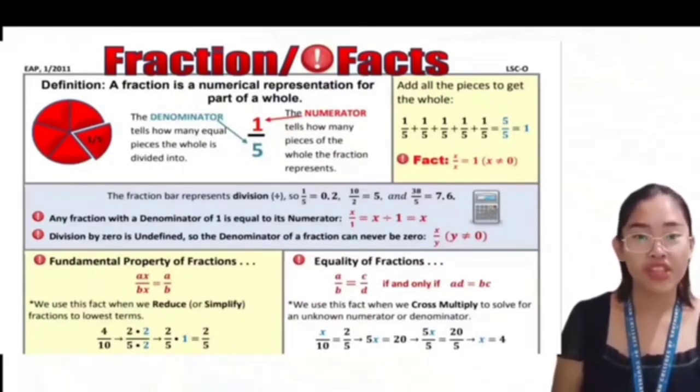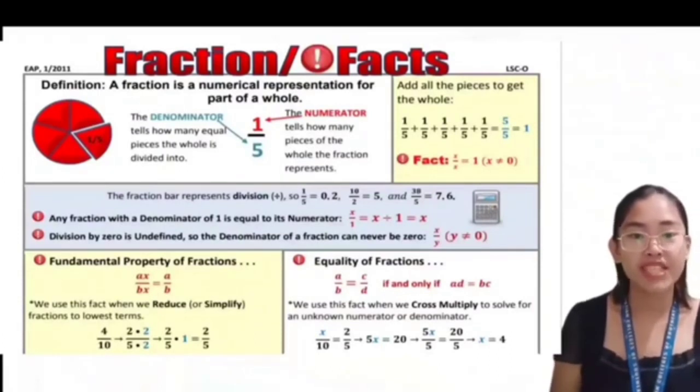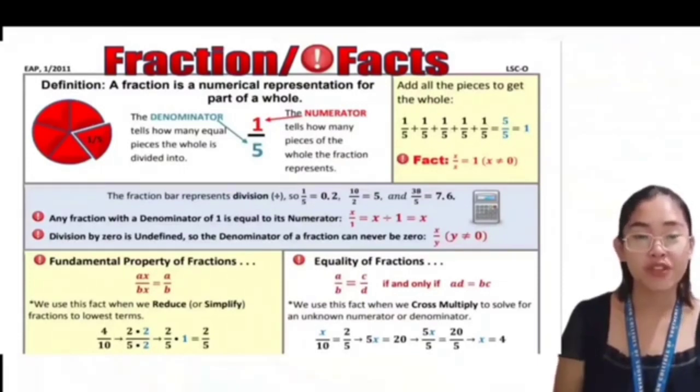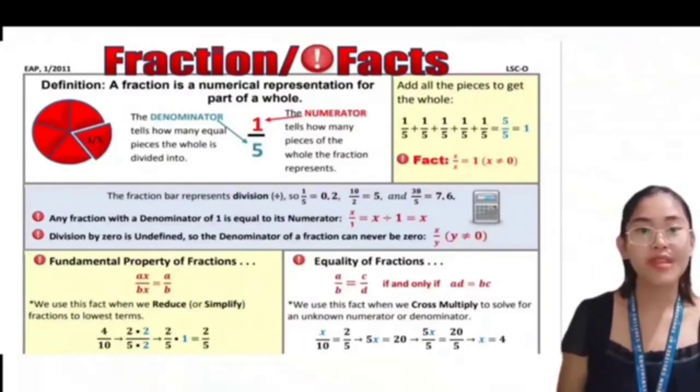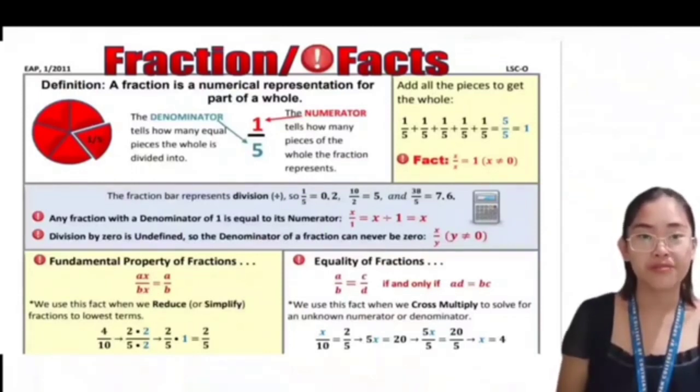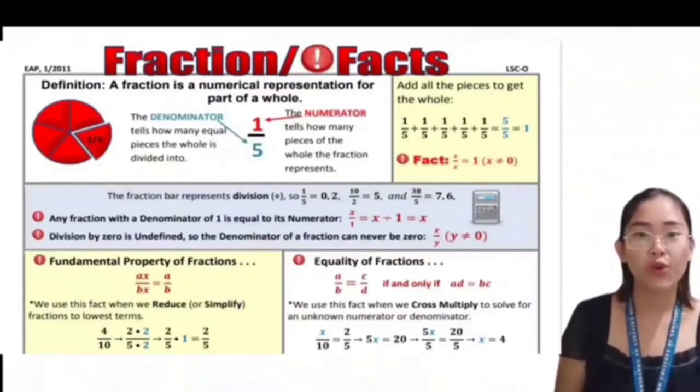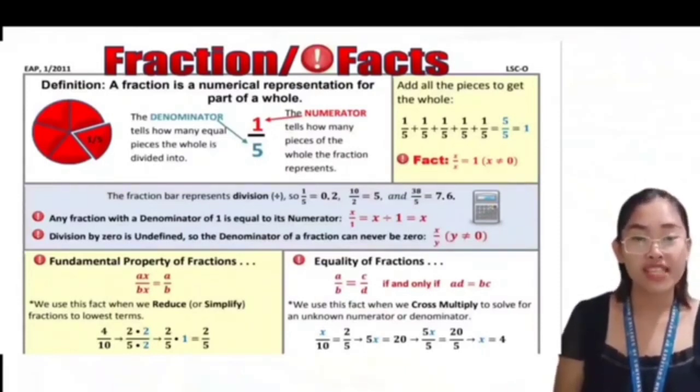Any fraction with a denominator of 1 is equal to its numerator. Division by 0 is undefined, so the denominator of a fraction can never be 0. Fundamental property of fractions: ax over bx equals a over b. We use this fact when we reduce or simplify fractions to the lowest term. 4 over 10 divided by 2 results in 2 over 5.